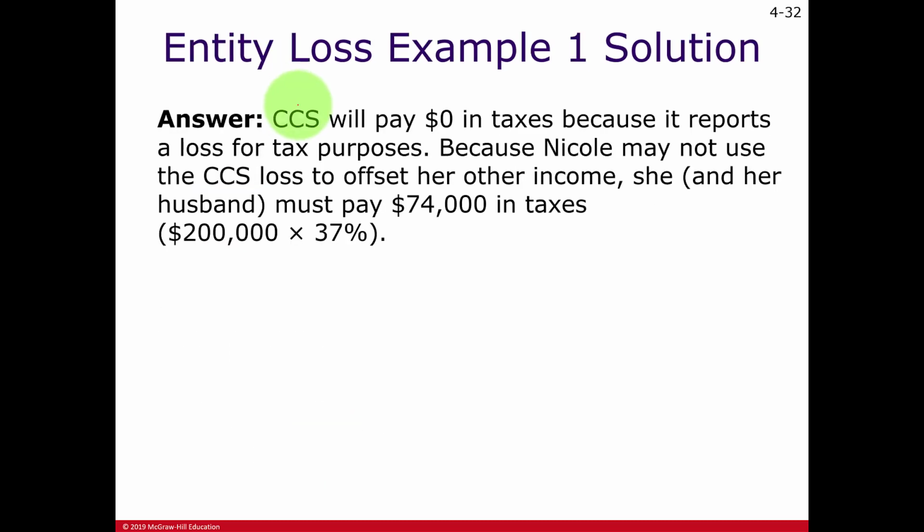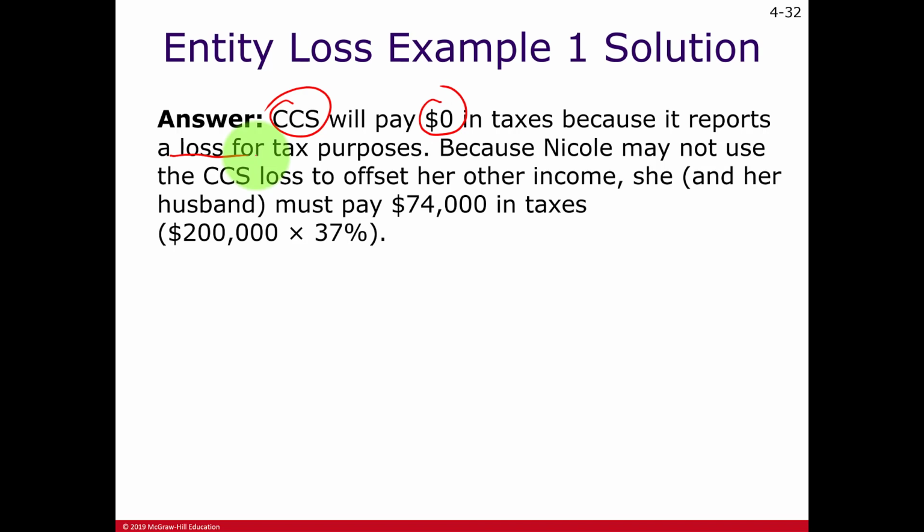Here we're told that CCS, the corporation, will pay 0 taxes because it has a loss. You don't pay taxes on losses, right? You pay taxes on net profits, taxable income. But now the corporation should be able to carry forward that $50,000 loss into the next year.